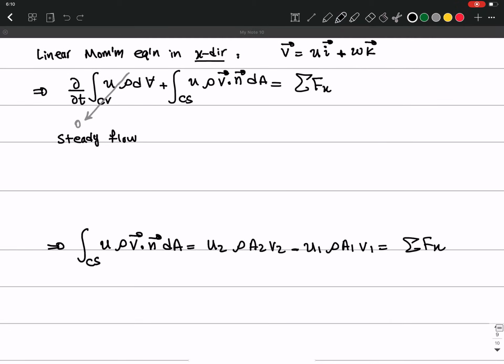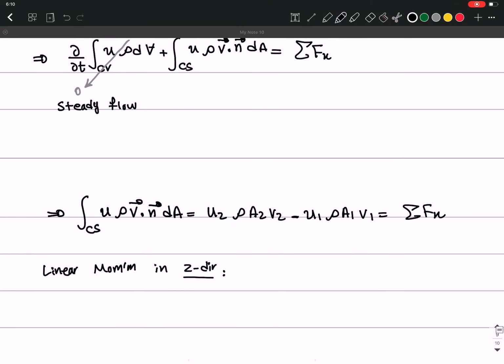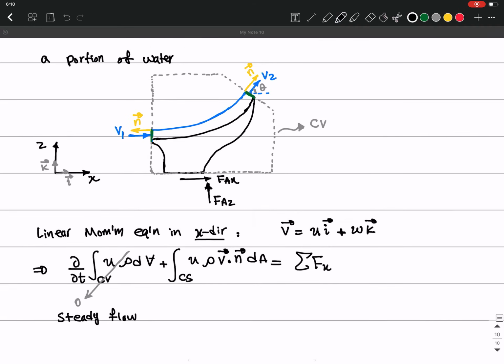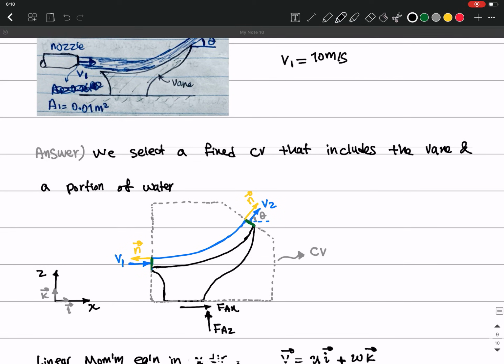So now let's look at the linear momentum in the z direction. This is the second equation that we need to write down. So similarly, for the z direction, it again goes out of the domain. This is the z direction.